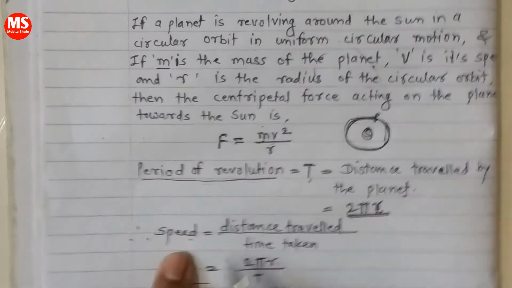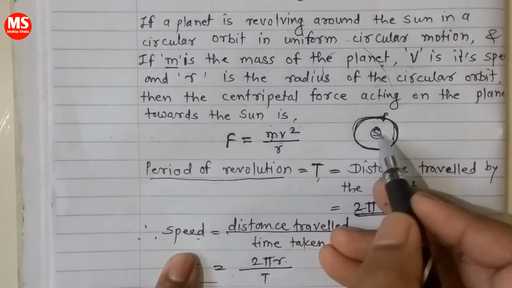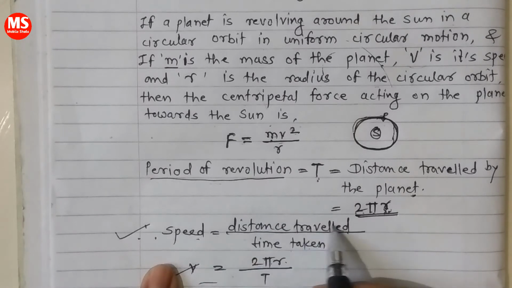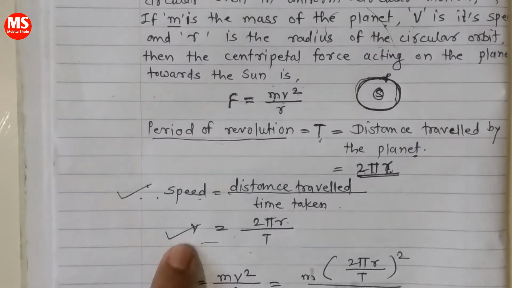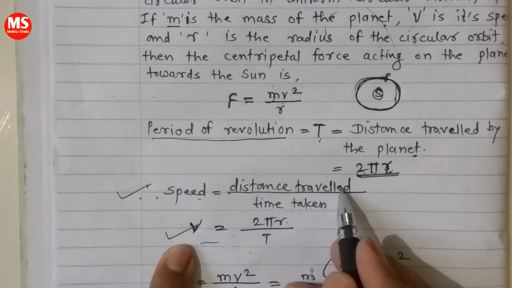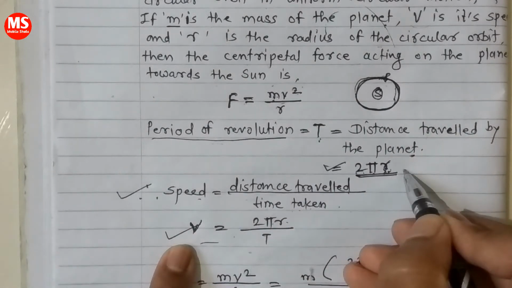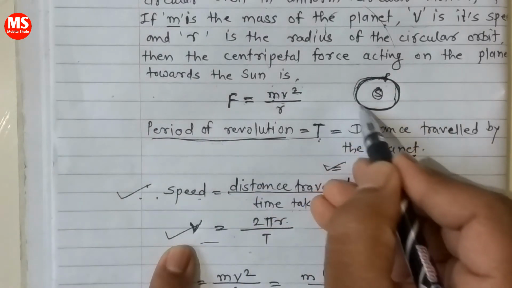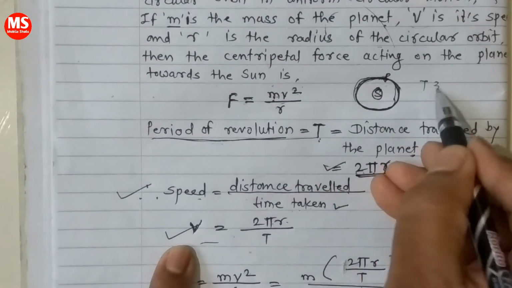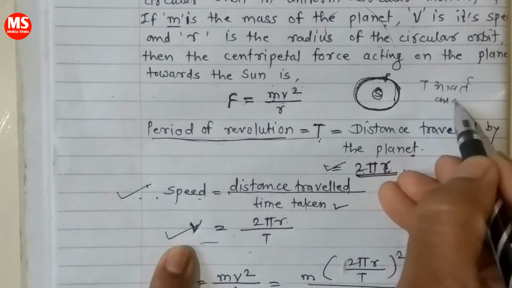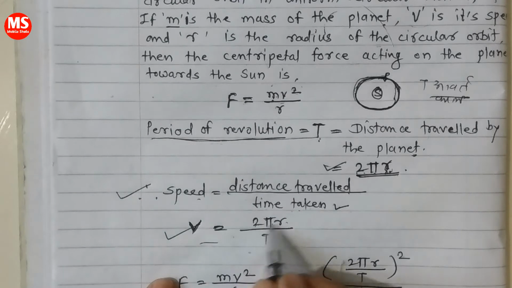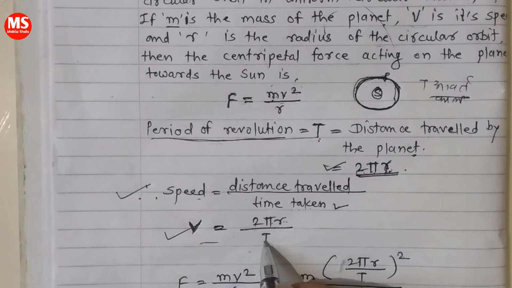Okay, and the speed of the planet revolving around the sun, we can calculate by using this formula. Speed is equal to distance traveled upon time taken. So v is equal to distance traveled, 2 pi r, and time taken is the period of revolution T. So v is equal to 2 pi r upon T.